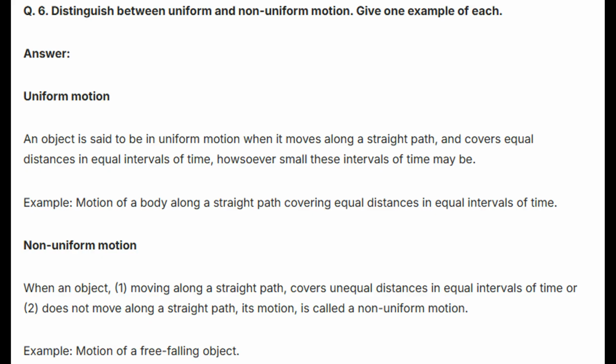Question 6. Distinguish between uniform and non-uniform motion. Give one example of each. Uniform motion. An object is said to be in uniform motion when it moves along a straight path and covers equal distances in equal intervals of time, however small these intervals of time may be. Example: motion of a body along a straight path covering equal distances in equal intervals of time. Non-uniform motion: when an object, one, moving along a straight path covers unequal distances in equal intervals of time, or second, does not move along a straight path, its motion is called a non-uniform motion. Example: motion of a free falling object.